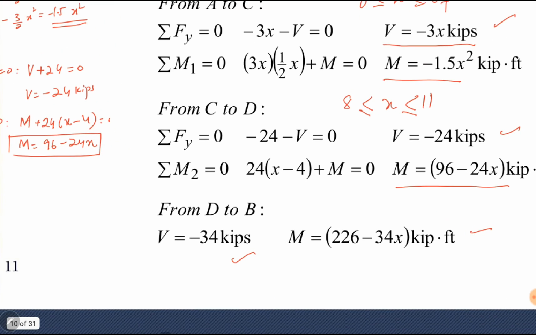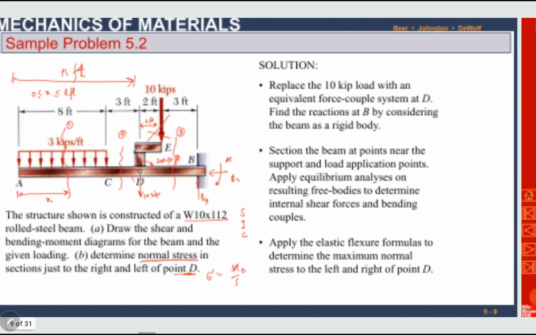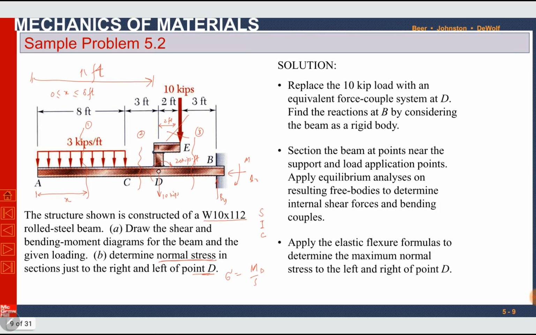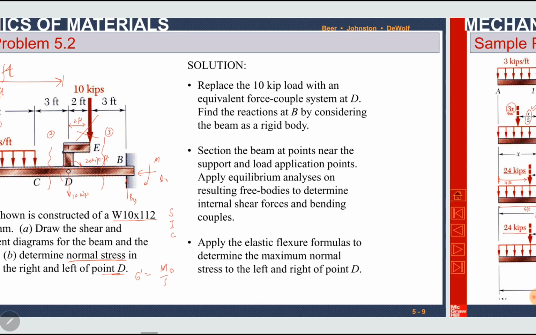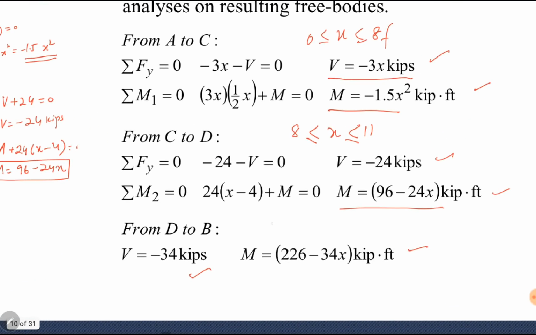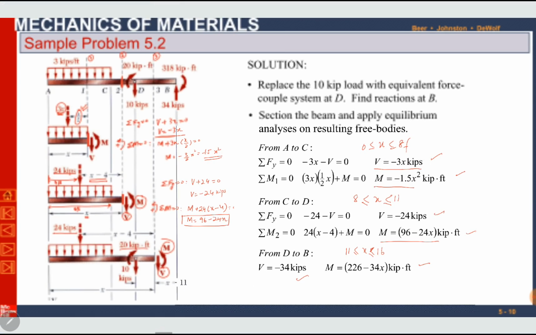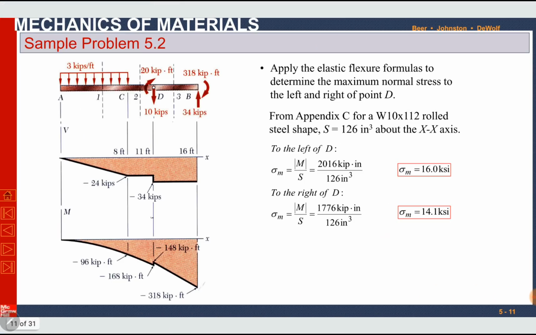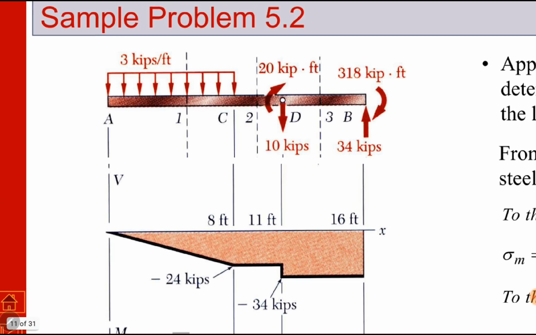Similarly, from D to B, D is 11 feet and B is the total length. So total length is 8 plus 3 plus 2 plus 3, 16. Between 11 and 16 feet. Okay, we will put values in these functions.